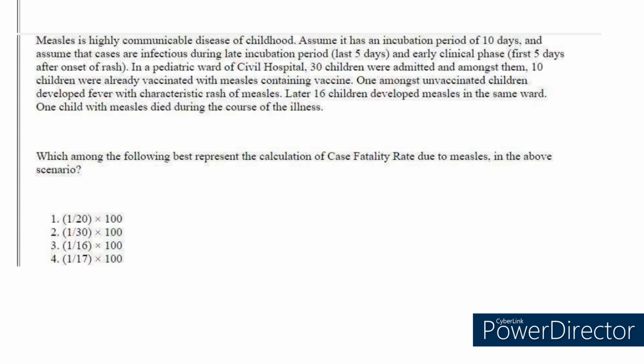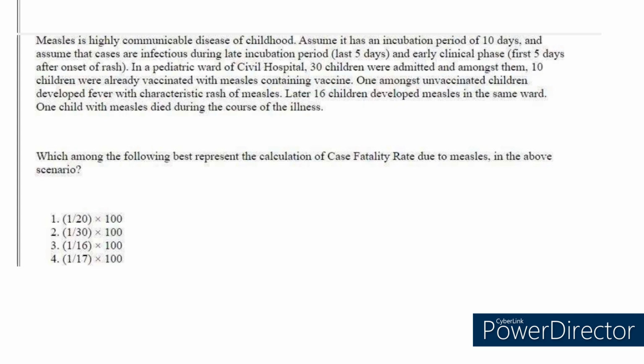You can divide the passage into two parts. The first two lines give information related to measles, the incubation period and also the infectious period of measles. The next four lines talk about a pediatric ward of a civil hospital where 30 children were admitted, how many of them developed the disease and how many of them died due to that particular disease. Now read the first question.